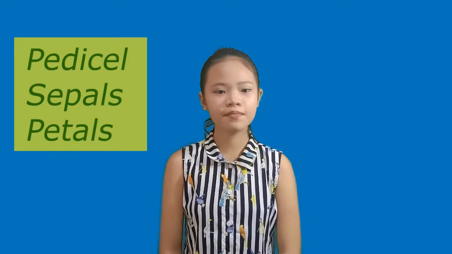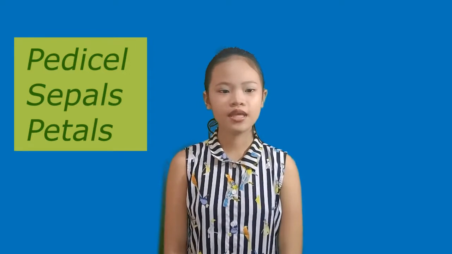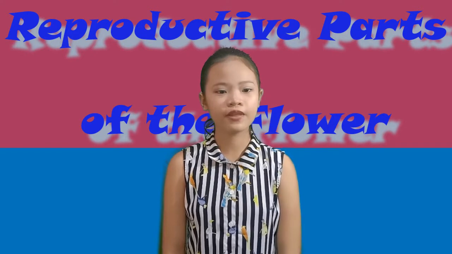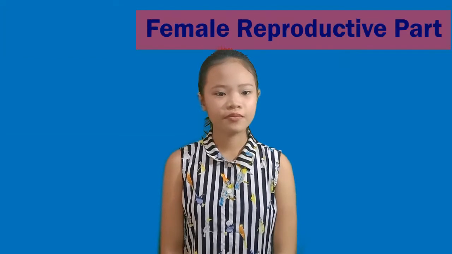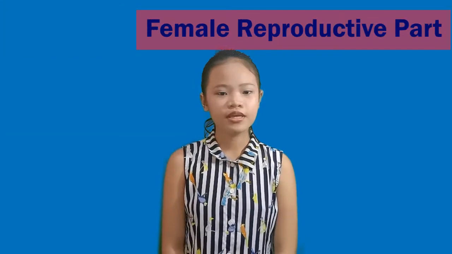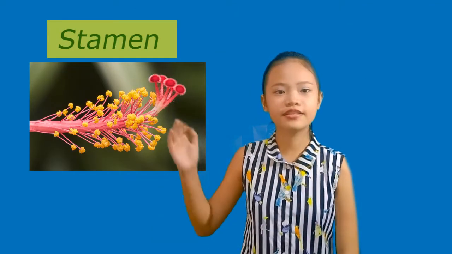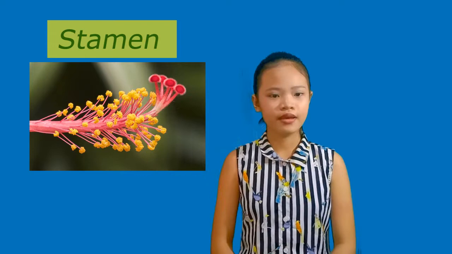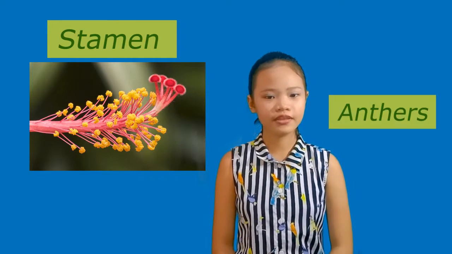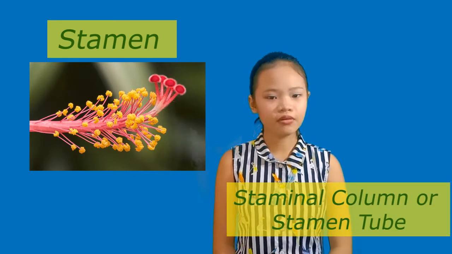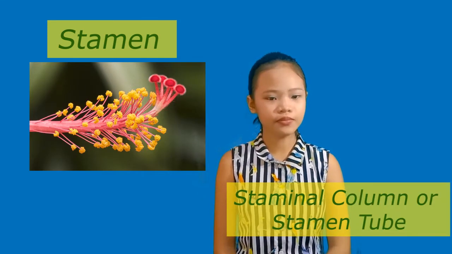After we have seen the pedicel, sepals, and the petals, let us look now at the reproductive parts of the flower. The male reproductive part of a flower is the stamen, and the female reproductive part of a flower is the pistil. Let us look at the stamen. The stamen consists of the anthers, the filaments, and the staminal column or the stamen tube.